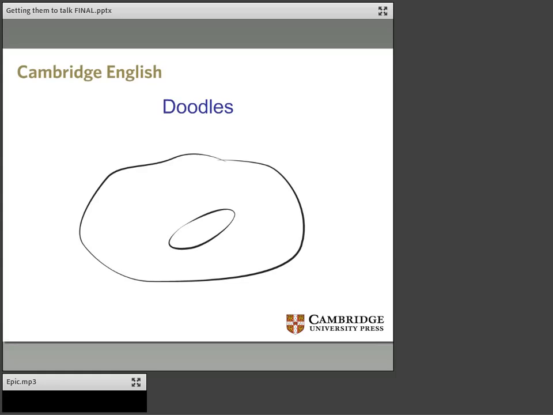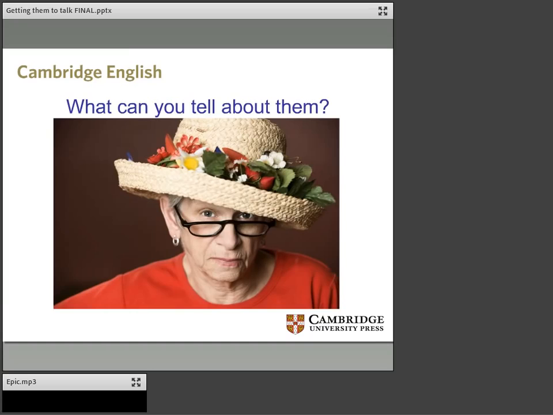And then what I usually do with this one is I decide which I thought was the most interesting or original or best answer. And I say, okay, you come to the board and it's your turn. You draw something on the board and other people suggest what it is. So that's conjecturing. A variation on this one is, what can you tell about them?